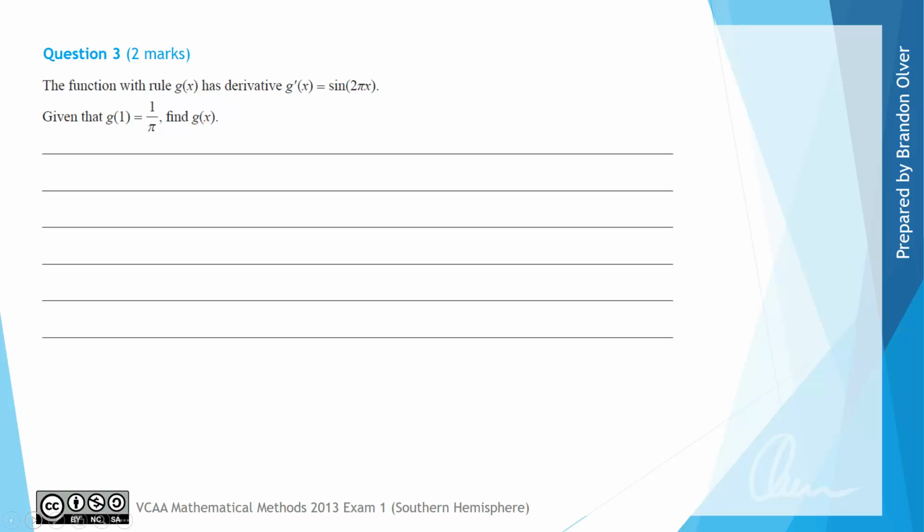So for question 3 we have a function with the rule g of x has the derivative g dashed of x equals sine of 2 pi x. And given that g of 1 is equal to 1 divided by pi, we're asked to find g of x.